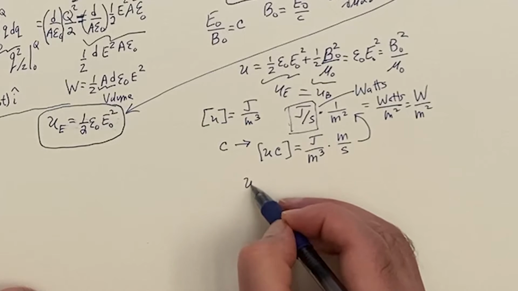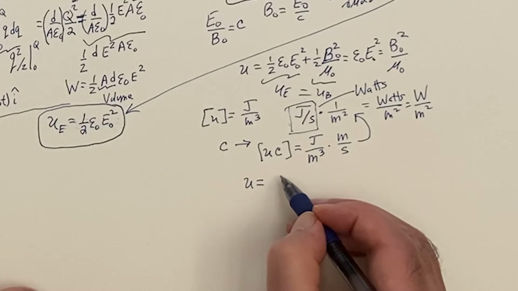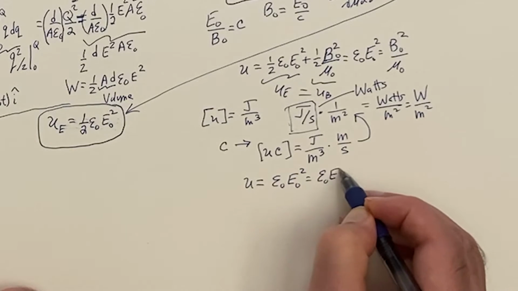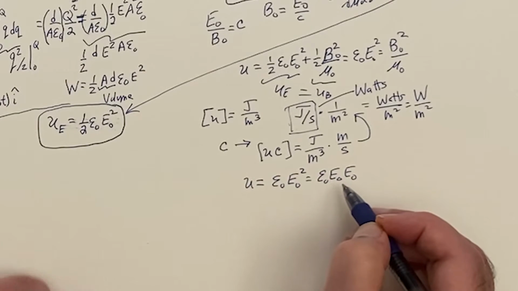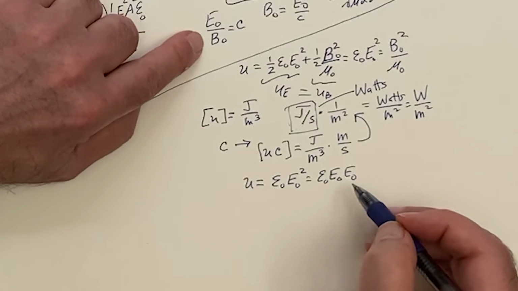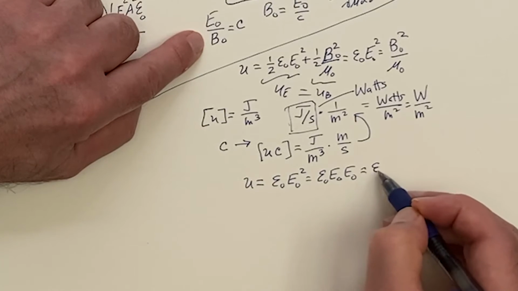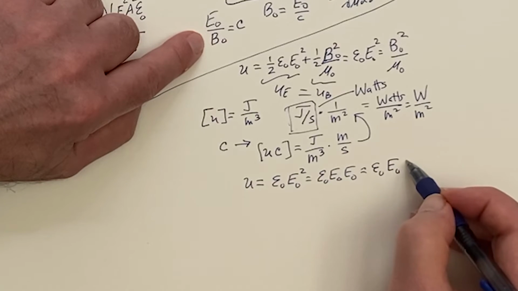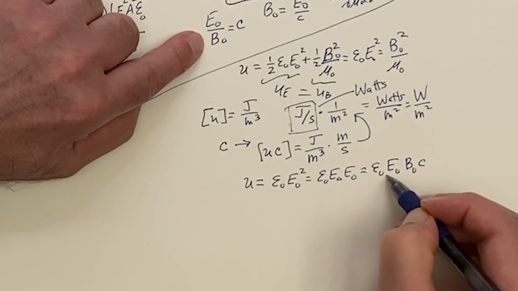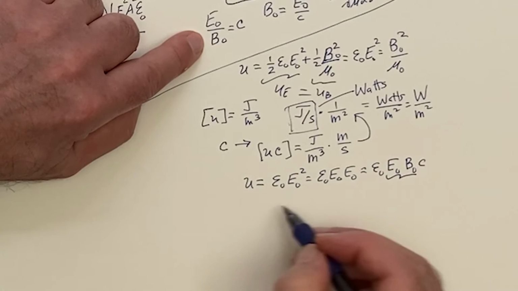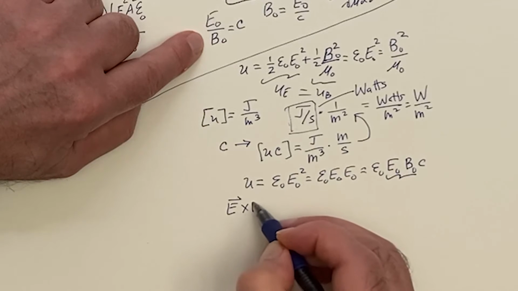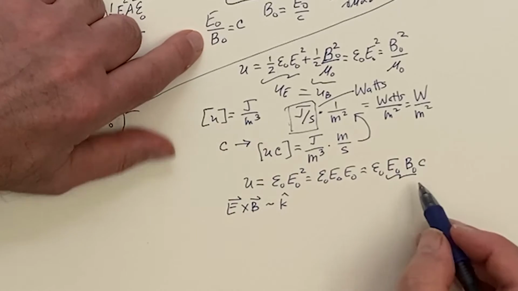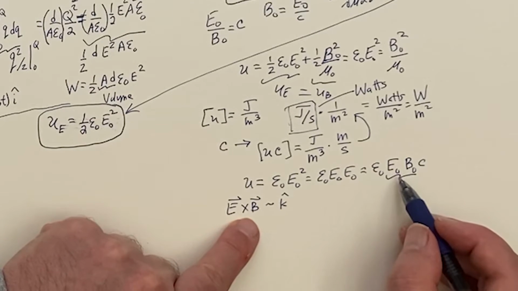Watch this trick. The U is equal to epsilon naught E naught squared. And I'm going to write this out as 2 factors of E naught. And since the connecting equation here, E naught is B naught C, I could write this as epsilon naught, and then E naught, and then I'm going to put here B naught C. Because see, I have these two together, and I know that if I take E cross B, I'm going to get something traveling in the direction of the light, and this is getting me close to the intensity right here.